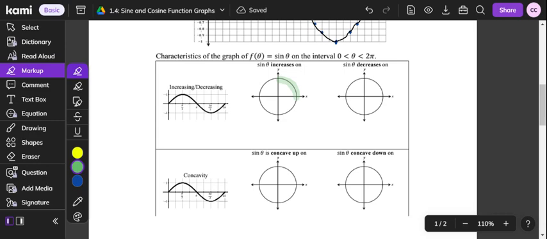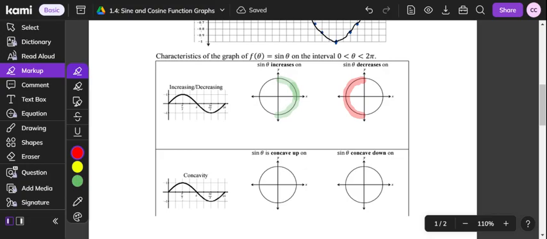And then I'm decreasing all the way until I get to 3 pi over 2, and then I'm increasing again until 2 pi. So I am increasing on the right half of the circle. Okay, let's make red decreasing. It looks like I'm decreasing between pi over 2 and 3 pi over 2. Remember, I'm going down the hill. So on this half of the circle, sine is decreasing.